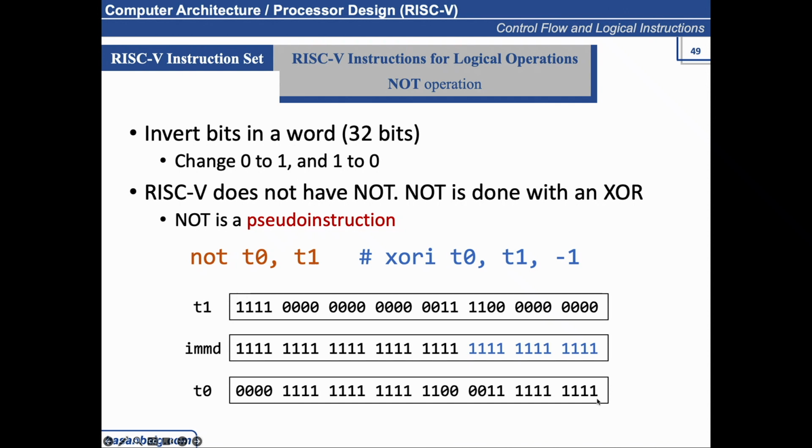Why would you use -1? Why not just 1? So -1 corresponds to all ones in binary. This is how you represent -1 in binary.